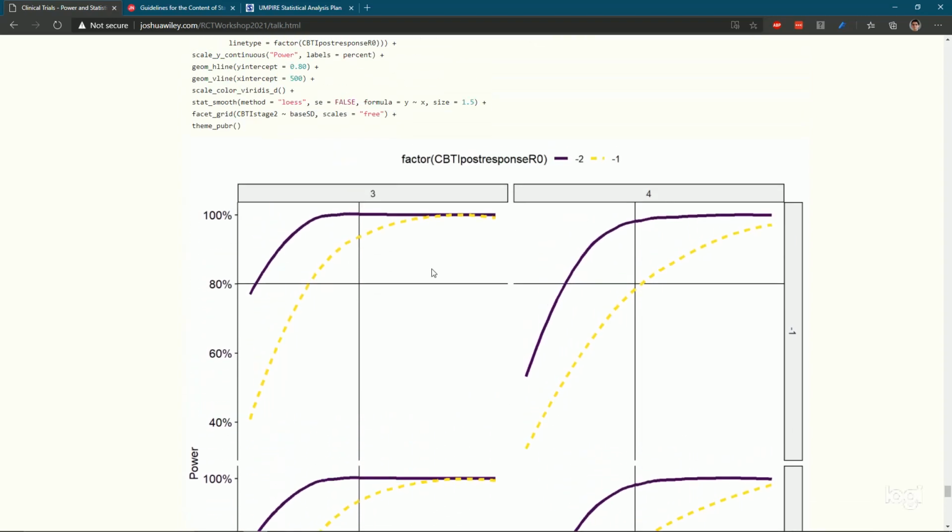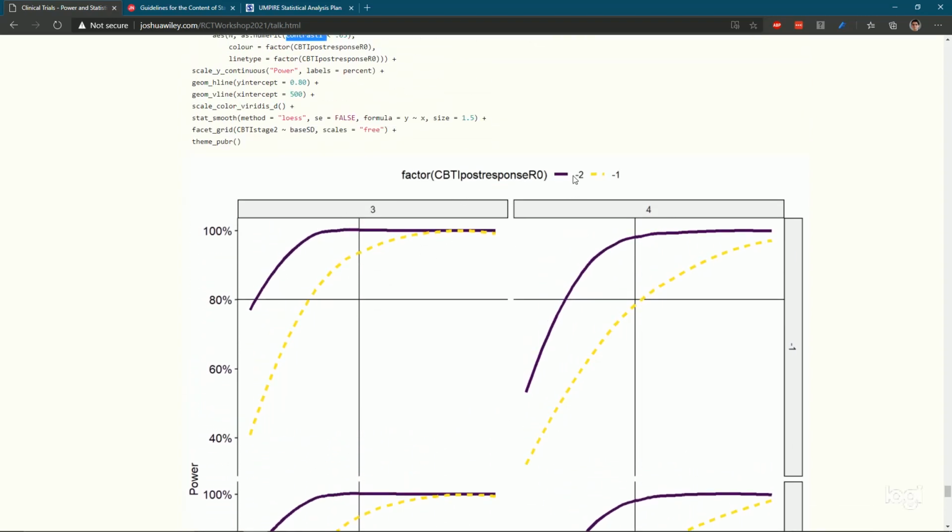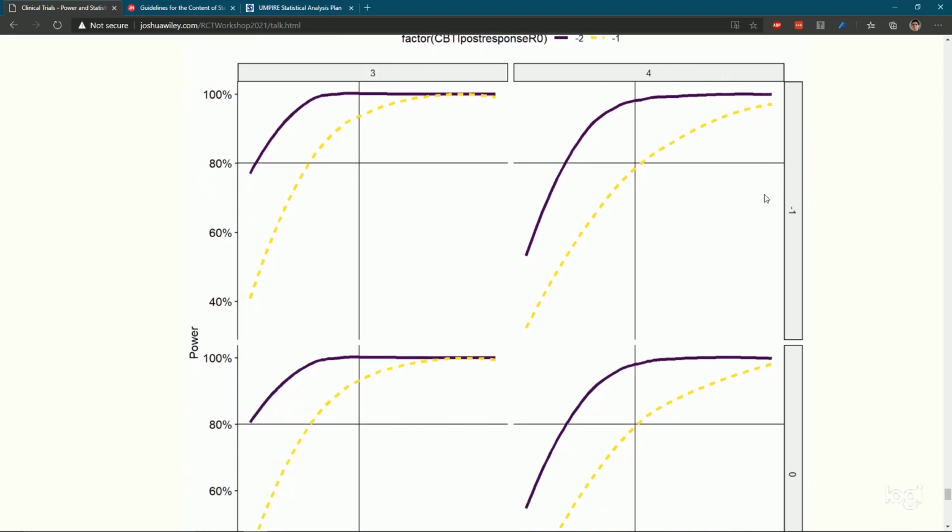X-axis is N. The different colors are how much people change in response to how much the non-responders benefit from the therapist-delivered CBTI. Do they get 2 points better or only 1 point better? The columns are what was the baseline standard deviation for ISI, what's the variability of ISI. Is it 3-point standard deviation or 4-point standard deviation?